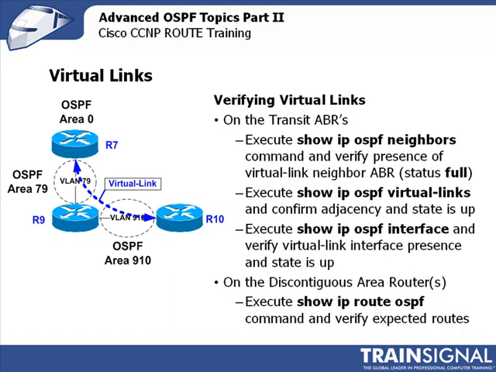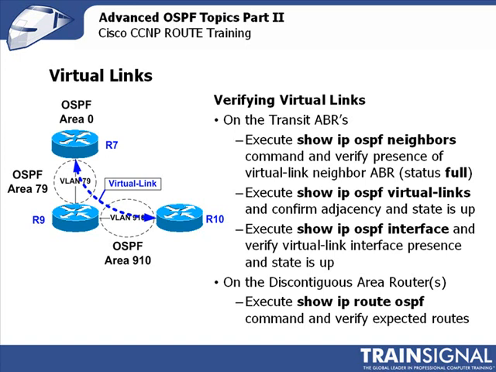So once you've configured it, how do you know it's working? Well, first, on the transit area border routers, use the show ip ospf neighbor command. You should see the presence of the virtual link neighbor with a status of full. And in fact, the interface will say OSPF_VL12 or some integer. You can also use show ip ospf virtual-links because it will show the virtual link and confirm the adjacency and that the neighbor state is up.